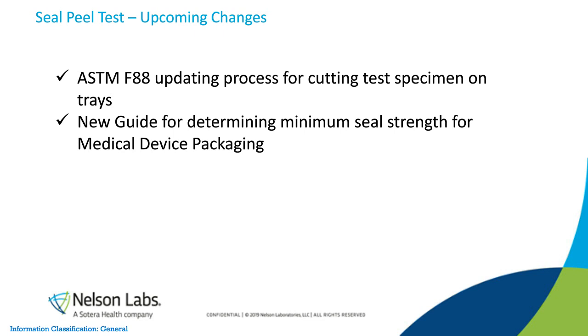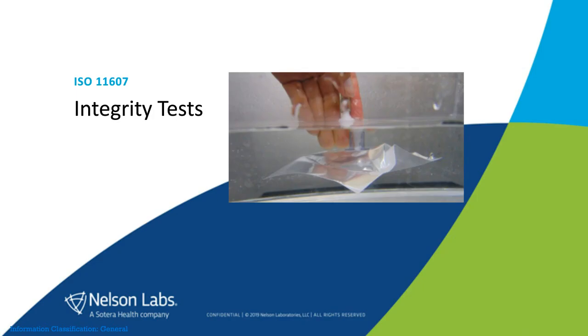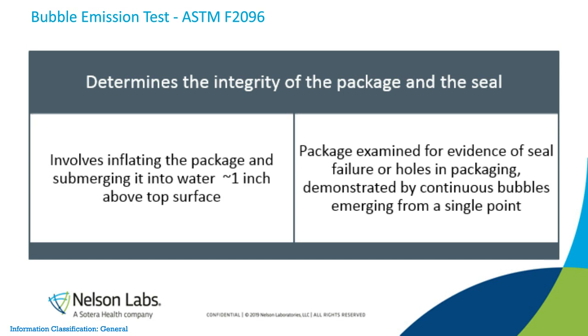So now we move on to the integrity tests. For this option, we chose the bubble emission test. This is a whole package test which looks at the integrity of the seals in the package. The package is inflated underwater to a set pressure and examined for leaks. A fast, steady stream of bubbles emanating from a single point indicates a leak.